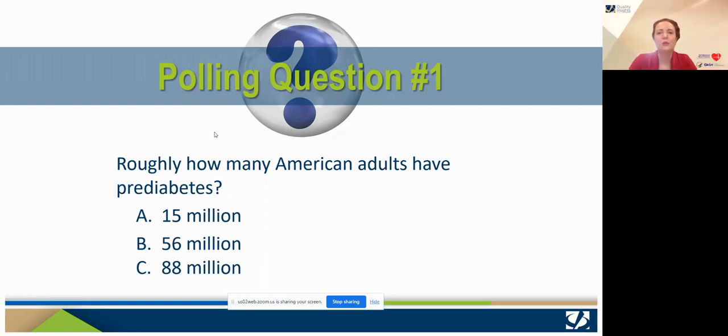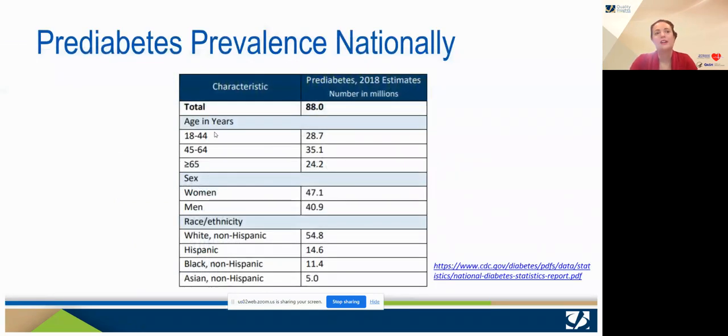Perfect. So now that we've asked the question, we're going to provide you with the answer. Prediabetes prevalence nationally is 88 million. So the answer was C. And as you can see here, it should be noted, this is a 2018 estimate. This comes from the Centers for Disease Control. We actually have links on the slide as to where we got our numbers.